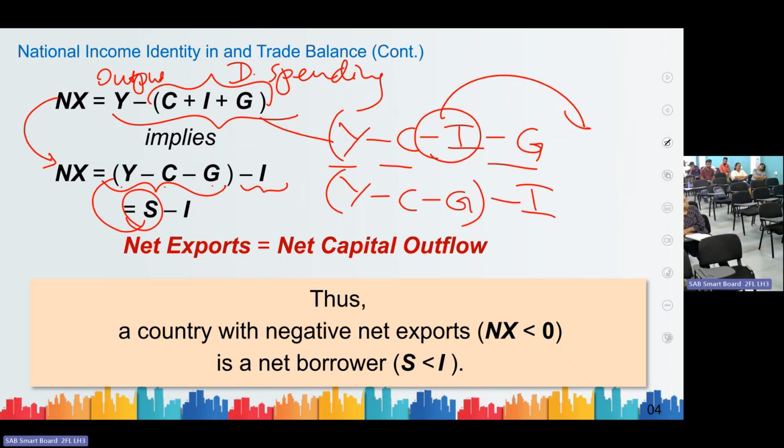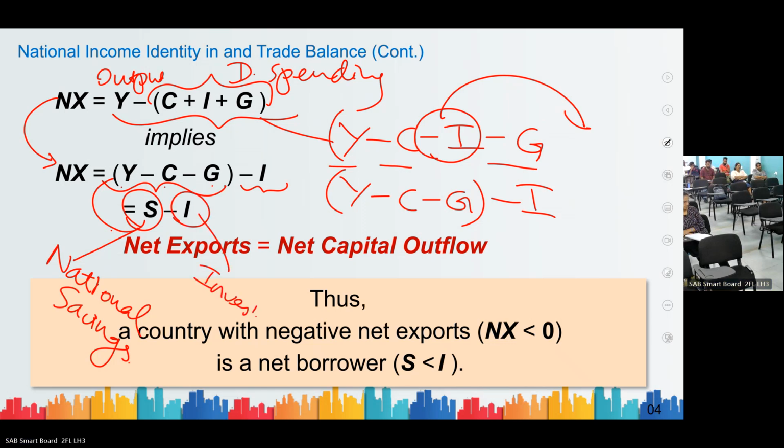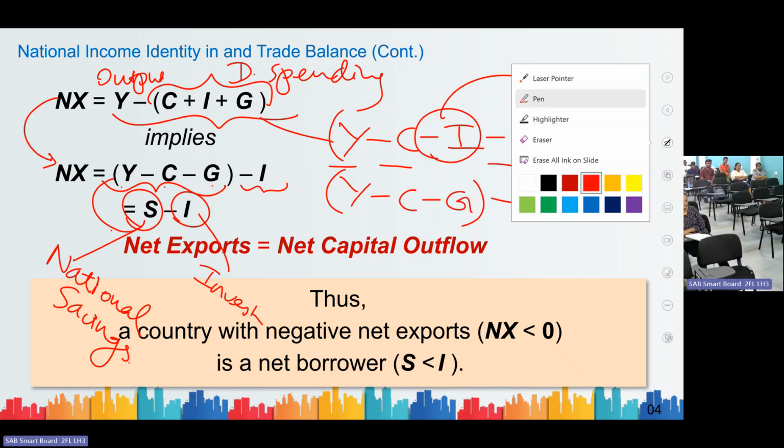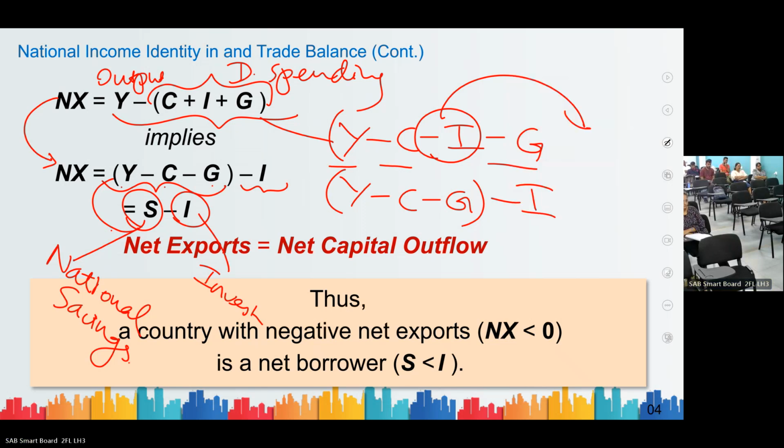S stands for national savings. I is investment. So the difference between national saving and investment, that is S minus I, equals net exports. Net exports equals Y minus C minus G minus I.